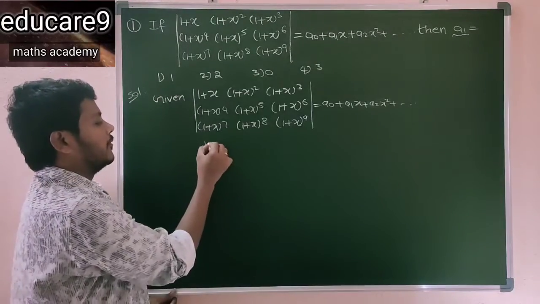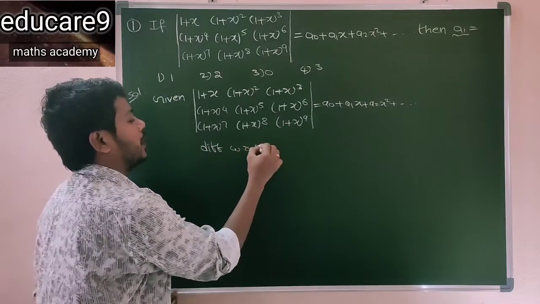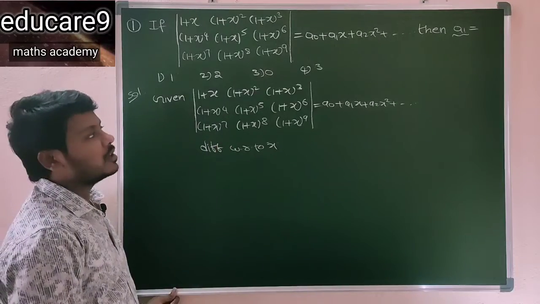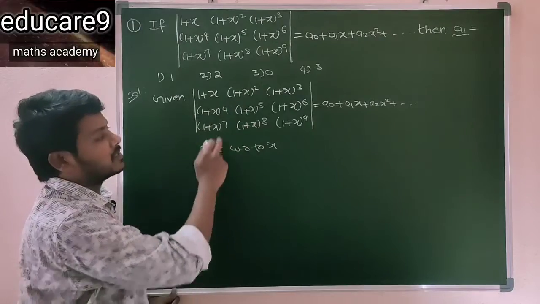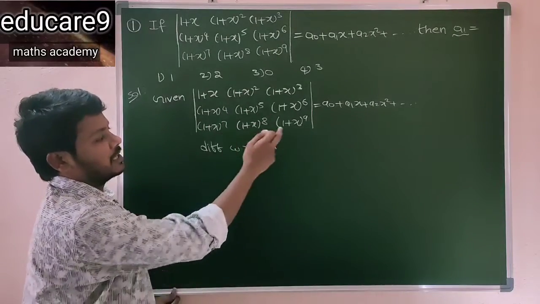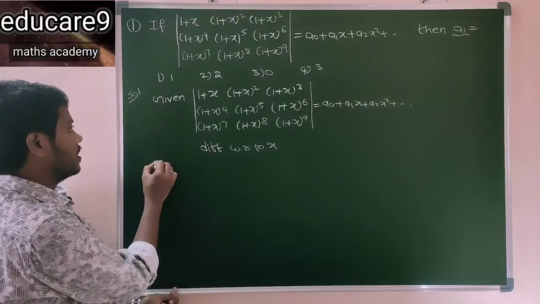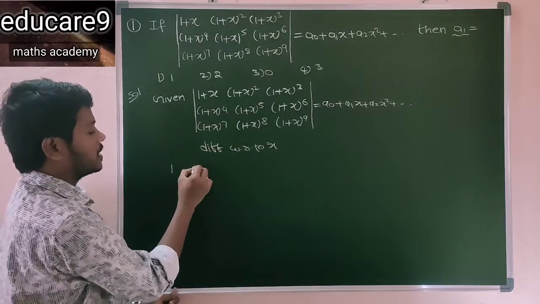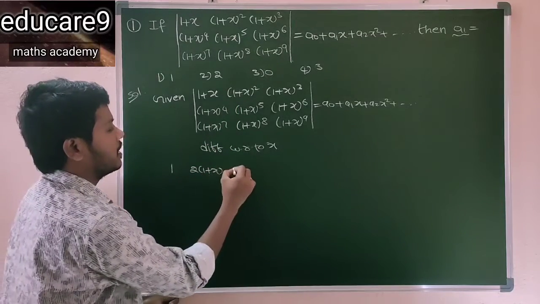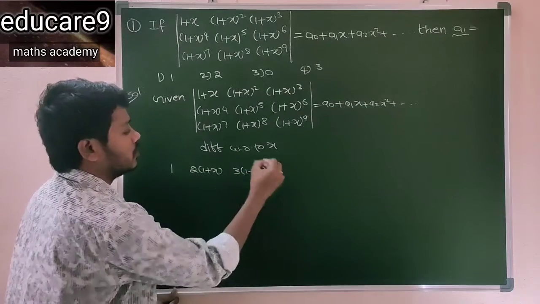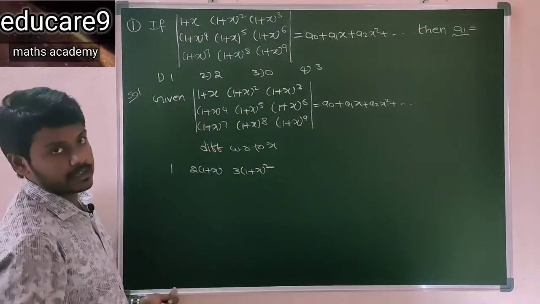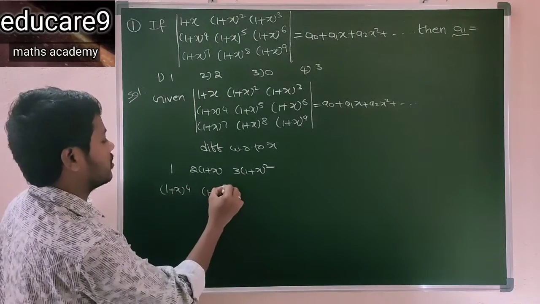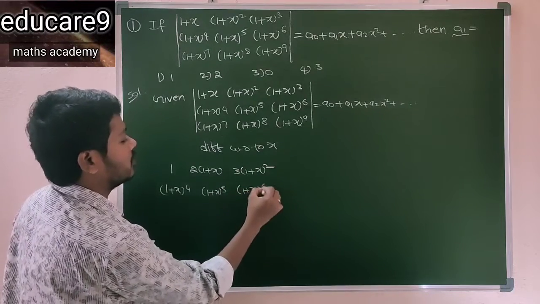Now differentiate with respect to x on both sides. The derivative of this determinant is the derivative of the first row plus the derivative of the second row plus the derivative of the third row. So that is the derivative of 1 plus x, that is 1, and the derivative of 1 plus x square, 2 into 1 plus x, and 3 into 1 plus x whole square. The remaining two rows are written as is, that is 1 plus x whole to the power of 4, 1 plus x whole to the power of 5, 1 plus x whole to the power of 6.